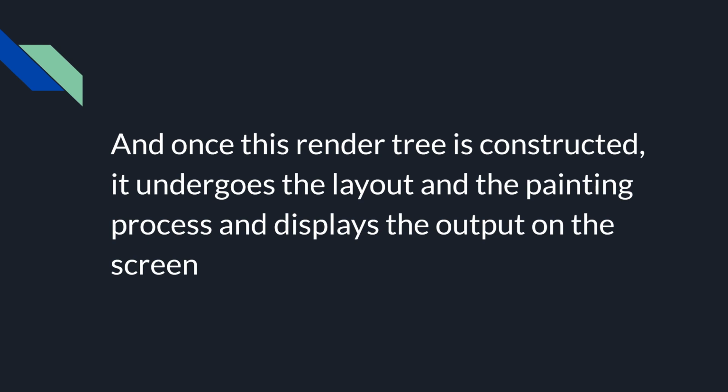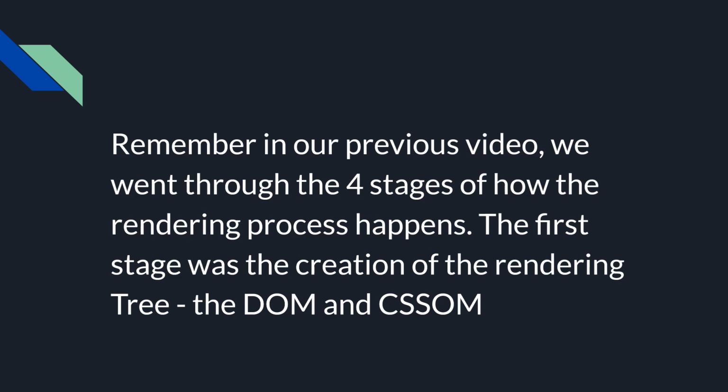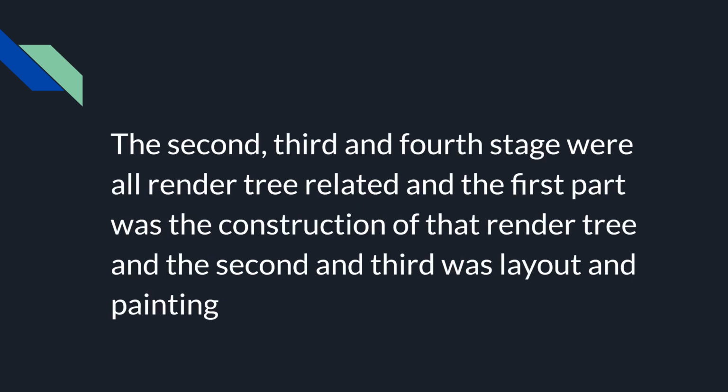Once this render tree is constructed, it undergoes the layout and the painting process and displays the output on the screen. Remember, in our previous video, we went through the four stages of how the rendering process happens. The first stage was the creation of the render tree, that is the DOM and CSS DOM. The second, third, and fourth stages were all render tree related: the construction of that render tree, and then layout and painting.